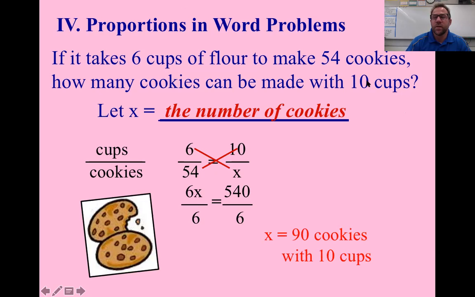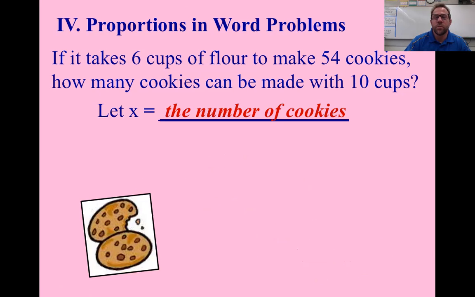Okay, so with 10 cups, we can make 90 cookies. 90 cookies can be made with 10 cups of flour. All right, so we just set up a proportion. At the beginning of the problem, we had no idea. Let's backtrack here. Let's see if I can backtrack.